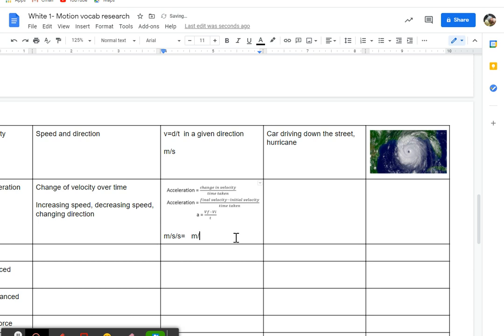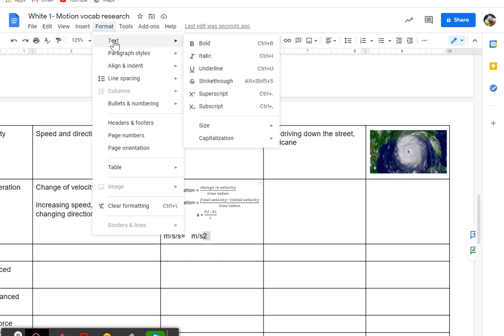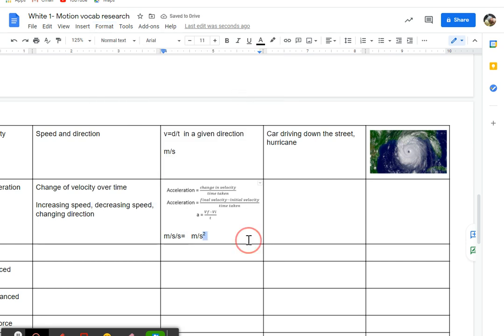Meters per second. All right, to do the square, if you highlight the 2, go up to format, text, and you're going to do like Superman flies, so superscript would make the little 2 up for the exponent.